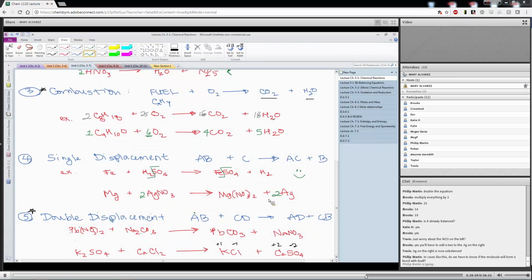I'm not sure what you're asking, Philip. If I ask you to predict the product, and you know that it's going to form elemental silver, then it will be important to know whether that elemental silver is a diatomic species, like the hydrogen or the nitrogen, or if it's a single species. But I'm not actually going to have you predict products for single displacement reactions.